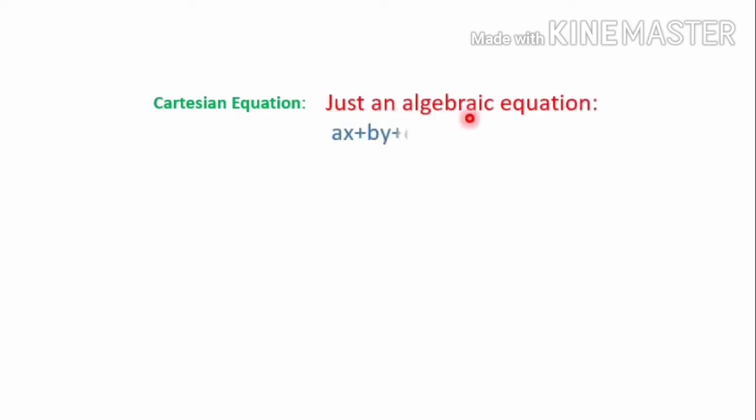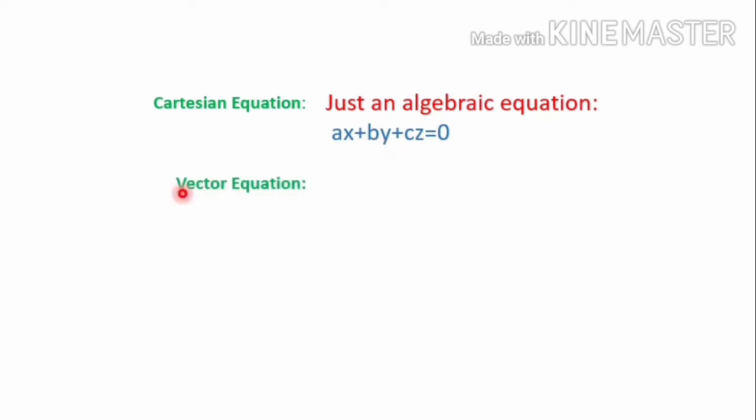Before moving on to the session, let me introduce two terms for you. The first one is the Cartesian equation. It is just an algebraic expression. For example, ax plus by plus cz is equal to 0. It's an equation containing x, y and z terms.